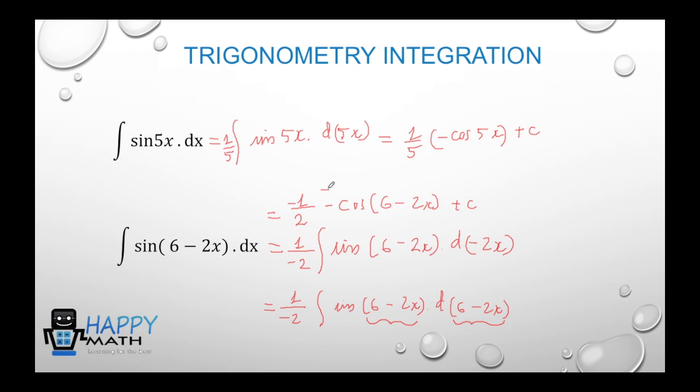But in this one, you have one more step. This is minus 1 and this is minus cos. So minus times minus 1 times minus becomes a positive. And you get cos of 6 minus 2x plus c. And this is the final result of the function. See?